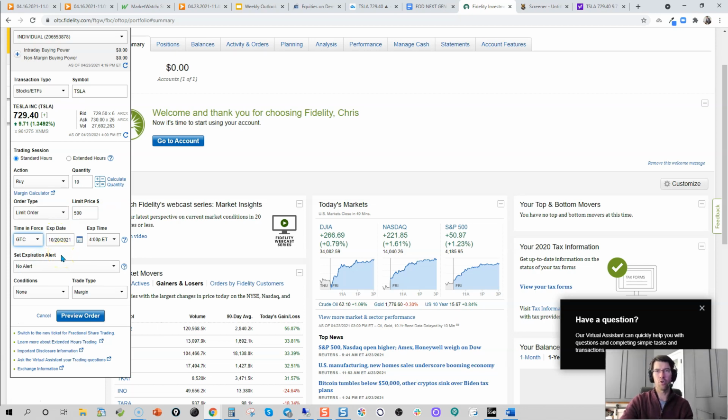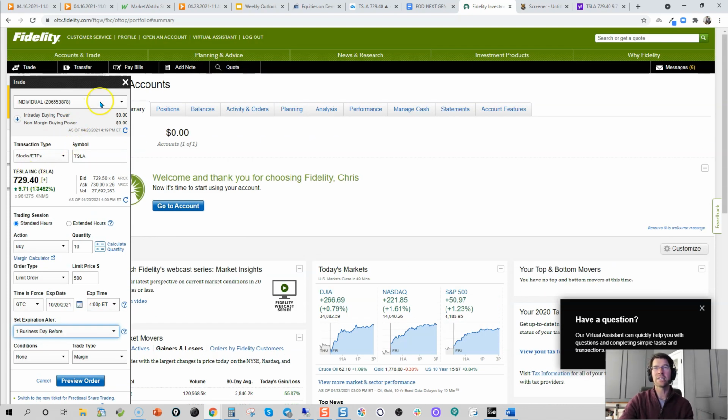Currently, this is just after 4 o'clock, so the market is closed, but my good till canceled takes me out until October 20th. Do I want an alert to extend that maybe one day before it expires? Yes, that'd be nice to know, and I'll trade this on margin. So I could go ahead and submit that trade. 10 shares at $500 would cost me $5,000. Do I have that in my account? Okay, let's take it. So I can preview the order, place the order, and that would be good to go for a limit buy on Tesla.